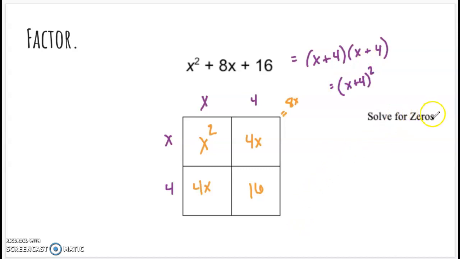Okay, if I want to solve to find my 0, I only have one factor really here, so I am only going to have 1 zero. That's just asking, x plus 4 squared, set it equal to 0. What number, when I plug it in for x, is going to make that whole thing go to 0? That's going to be negative 4 in this case.